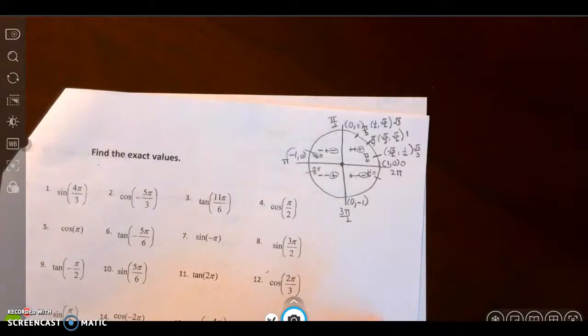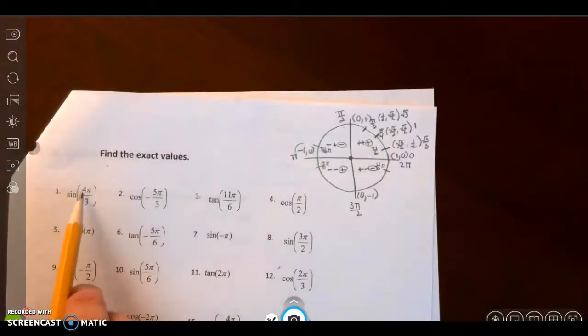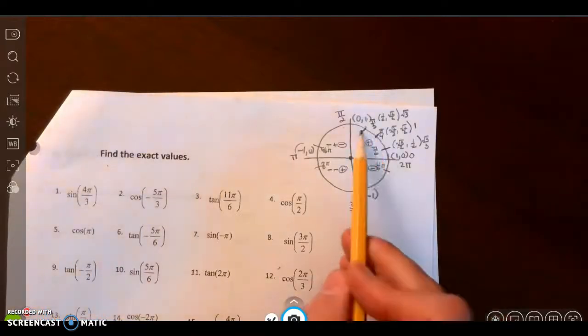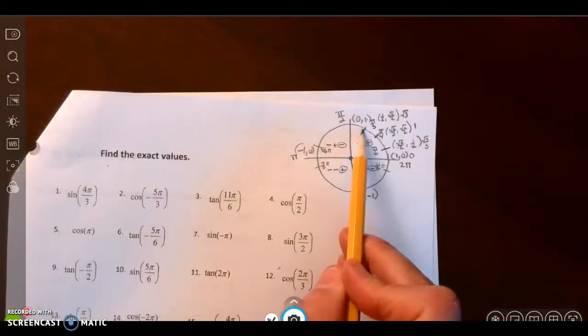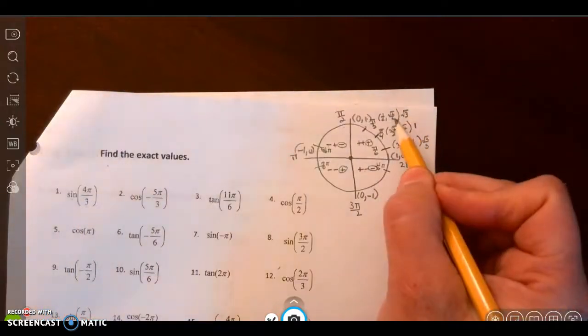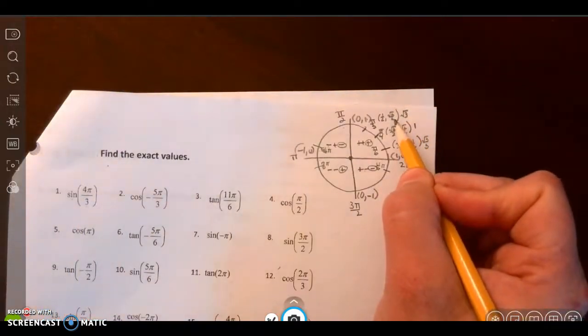So for instance, number 1 says the sine of 4 pi over 3. Okay, so I'm in my pi over 3 family. That means I'm going to be dealing with this family here. And it's the sine, which is the y coordinate. I know the answer is the square root of 3 over 2. I just have to figure out if it's positive or negative.